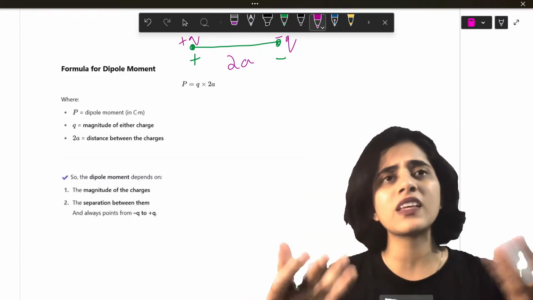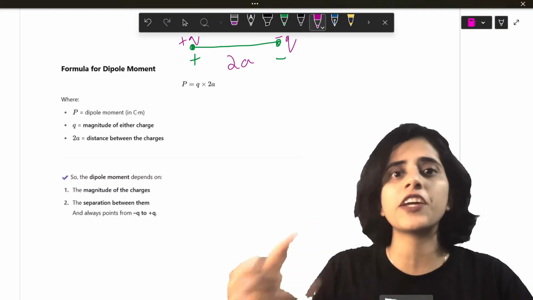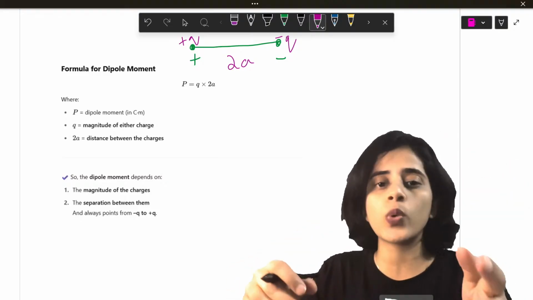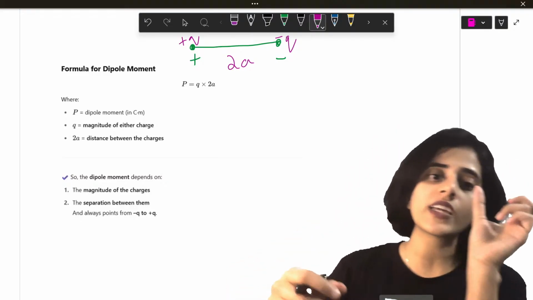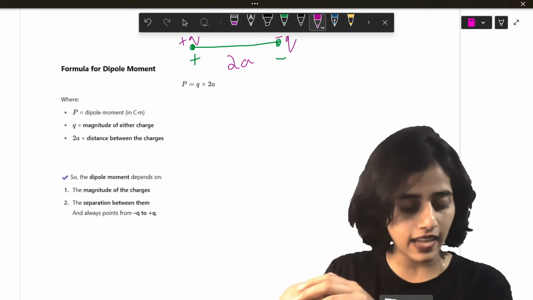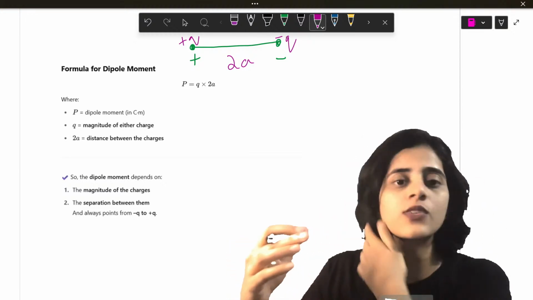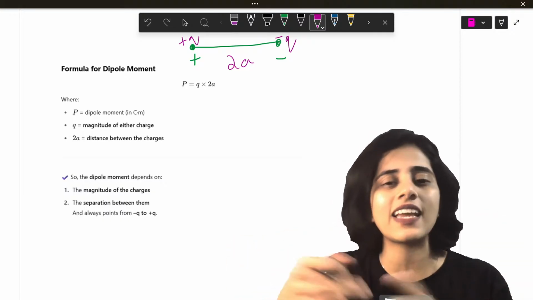And some of you might be thinking, why 2a? It's just because, to do derivations, it's easier to take 2a. Because when you take the midpoint, you can take one part as a and the other part as a. That's all. For that ease, you take it as 2a. Even if you take it as L, it's okay.